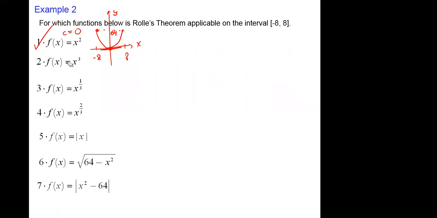Is x cubed good for Rolle's theorem? It's no, of course no. Can you tell me why it's not good? It's a continuous and differentiable function everywhere, but what happens if I cube -8 or if I cube +8? Yes, the values are not the same. They will not be the same. That's always good to check first. That means we will not apply Rolle's theorem here.